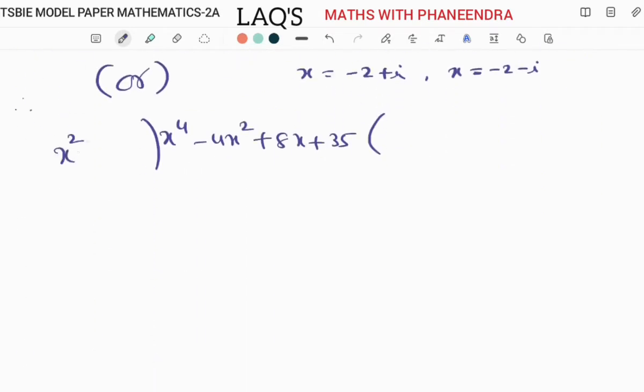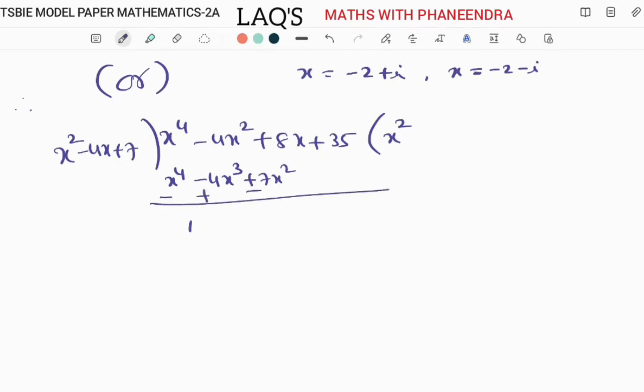x square minus 4x plus 7. So how many times is it going to divide? x square times x power 4. x square into minus 4x cube. x square into 7, 7x square. So while subtracting, sign change, minus plus minus. So plus 4x cube, minus 4x square plus 7, minus 7x square, minus 11x square, plus 8x, plus 35. No, here no 35. So 8x down. So here x cube is there now.